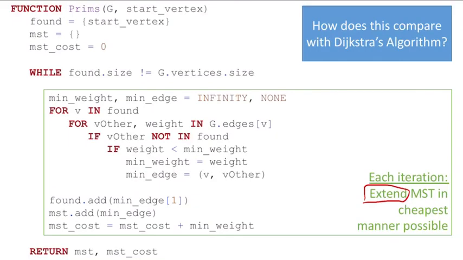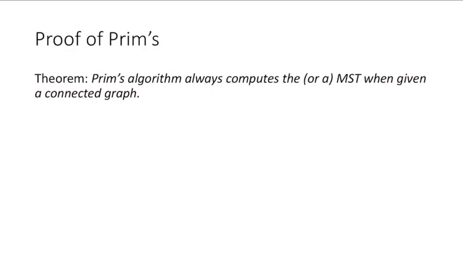Well, how does this differ? In Dijkstra's, we were looking at paths, and in Prim's, we only care about edges. So we actually do quite a bit less work with Prim's algorithm compared to Dijkstra's algorithm. All right, well, let's go through a proof of Prim's algorithm.